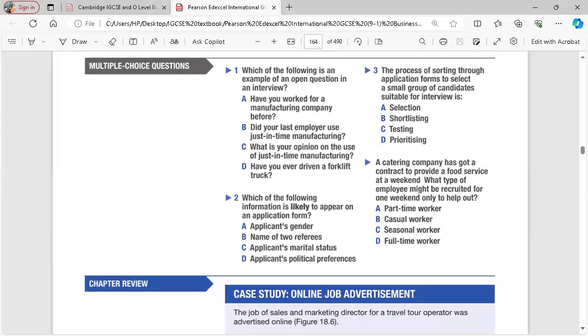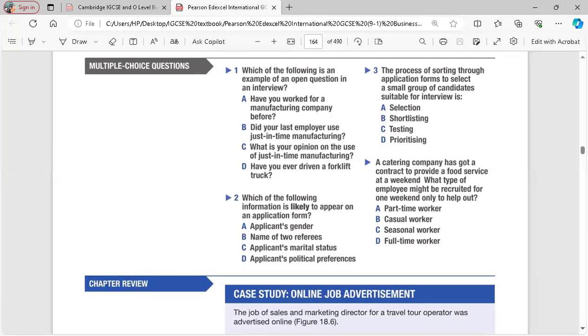B. I just told you that it is a question that allows you to give your opinion. Question 2. Which of the following information is likely to appear on an application form? Applicant gender, name of two referees, applicant marital status, applicant's political preferences. The answer is B, name of two referees.